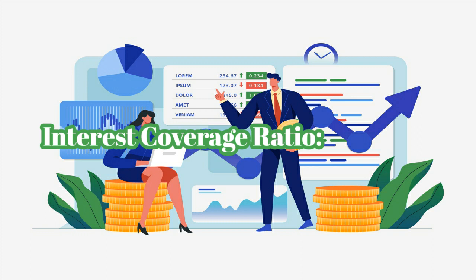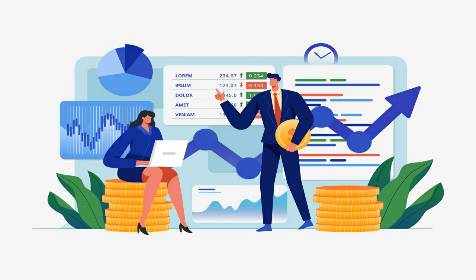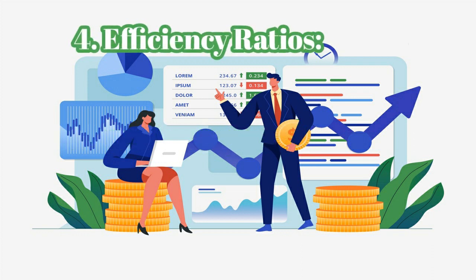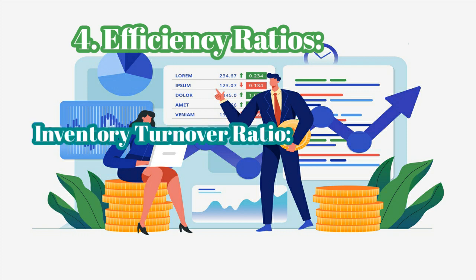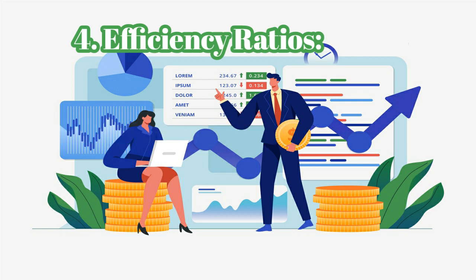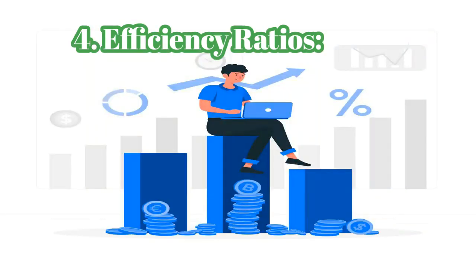Interest coverage ratio. This ratio measures a company's ability to meet its interest expenses with its operating income. A higher interest coverage ratio indicates a company's ability to handle its debt obligations. 4. Efficiency ratios. Inventory turnover ratio. This ratio measures how efficiently a company is managing its inventory. A higher inventory turnover ratio indicates that the company is selling its inventory quickly and not holding onto it for too long.